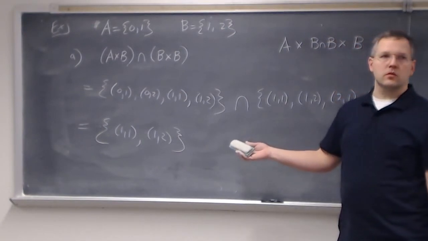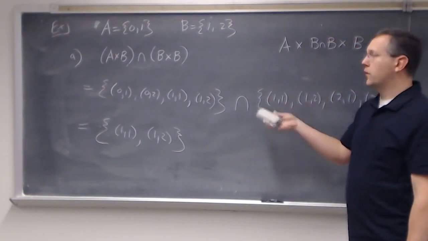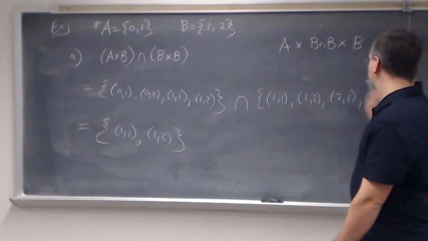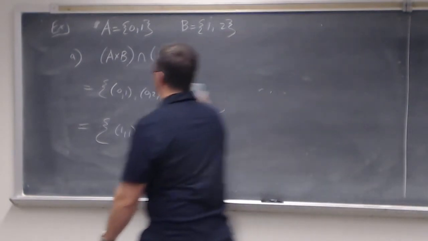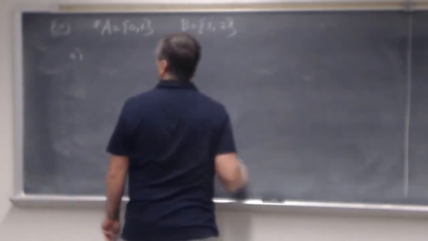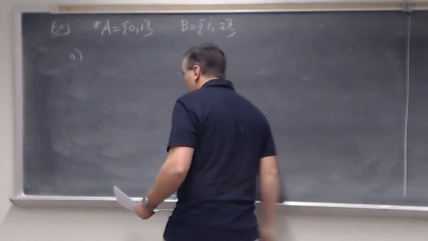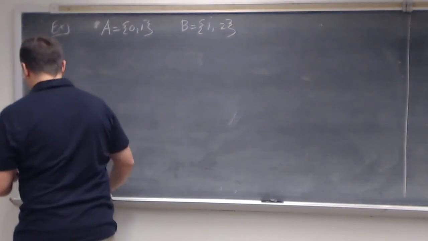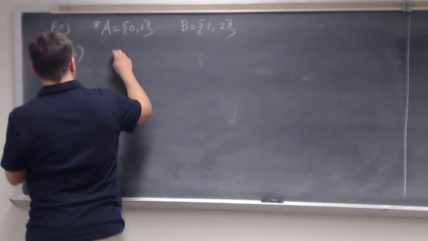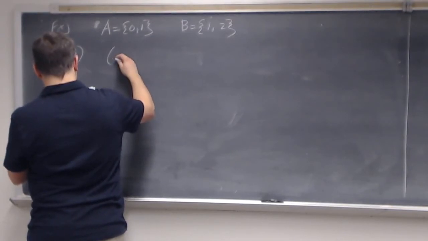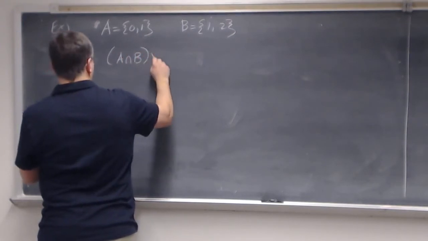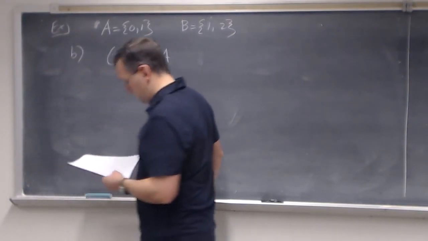Any other questions about this example? Instead of moving to the board, I'm just going to erase this and do another example. Does everybody have this? You can go on video and pause it if you need to write something down. Alright, so let's make this a part B. What is A intersect B cross A?